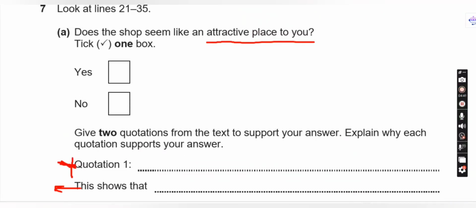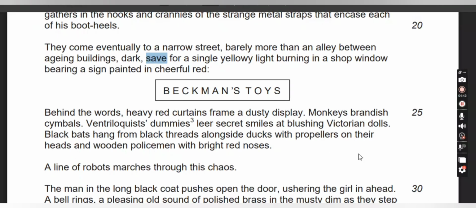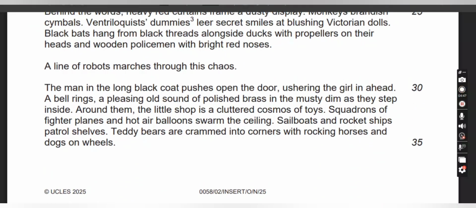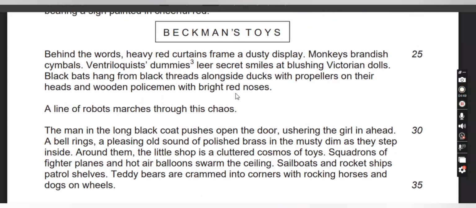Lines 21 to 35. Big, big man's toys. Behind the heavy, red curtains frame a dusty desk.